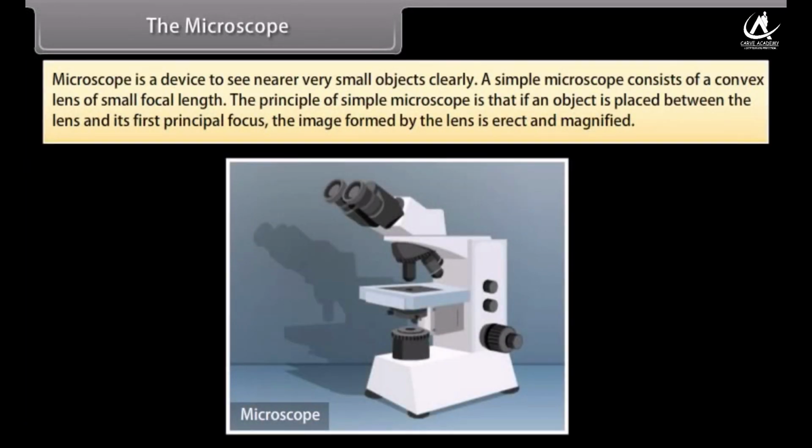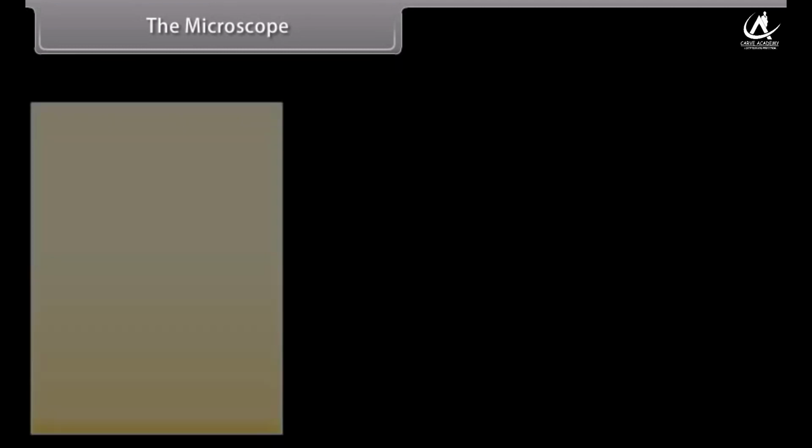The microscope. A microscope is a device to see nearer, very small objects clearly. A simple microscope consists of a convex lens of small focal length. The principle of a simple microscope is that if an object is placed between the lens and its first principal focus, the image formed by the lens is erect and magnified.